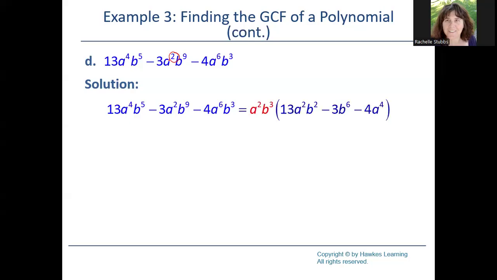And what's left over? 13, a to the second, b squared, minus 3b to the sixth, minus 4a to the fourth. And here's my GCF. GCF, get used to that term, because that's going to be the first thing that we do every time we factor: look for a GCF.